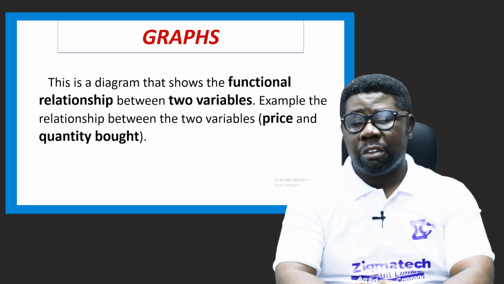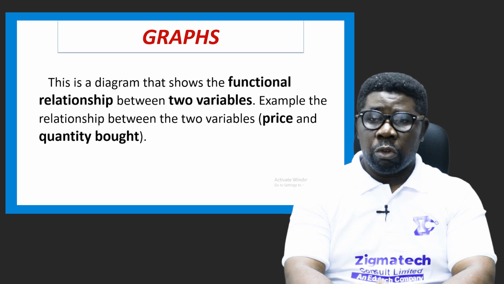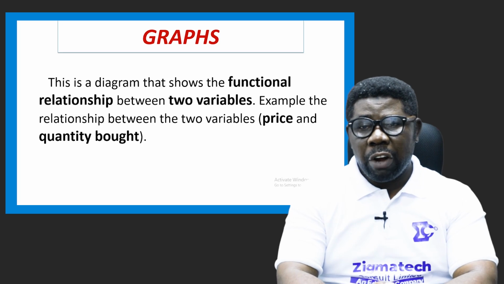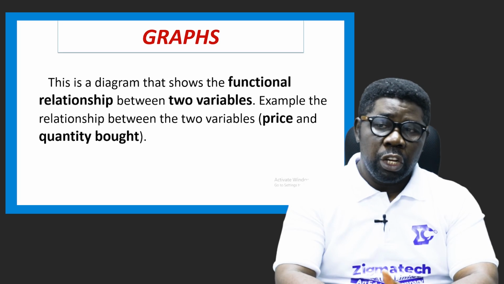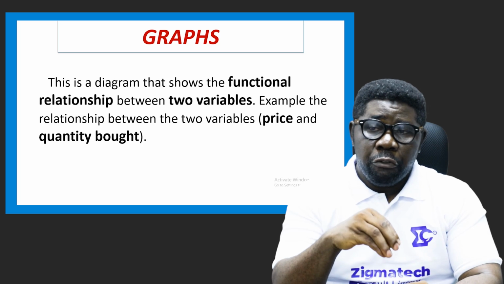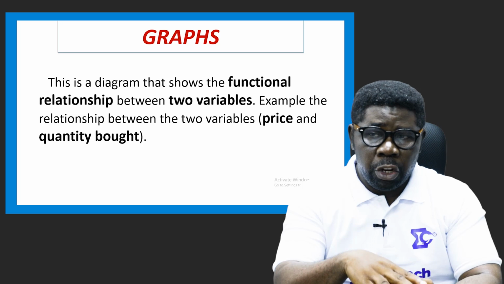A graph. One of those tools that we use to analyze economic phenomena, a graph or graphs. A graph is a diagram that shows the functional relationship between two variables. Functional what? Relationship between two variables.